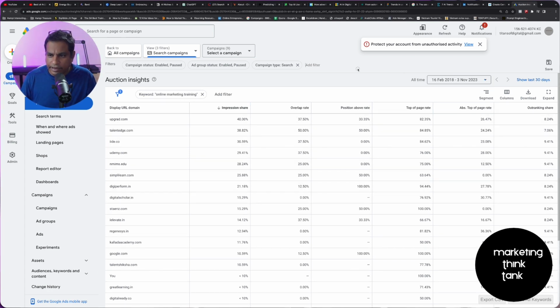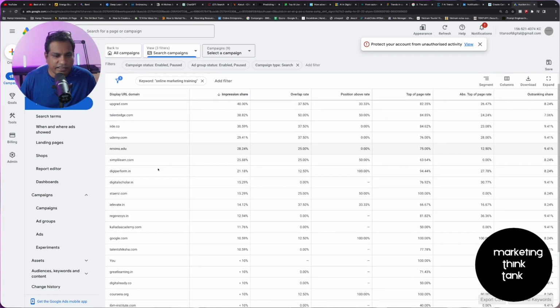All right, so this is typically your auction insights, and it can change depending upon the date range that you change. So basically what it tells you is it gives you access to 6 metrics. They're called impression share, overlap rate, position above rate, top of page rate, absolute top of page rate, and outranking share. Now let's look at each of these things in detail.